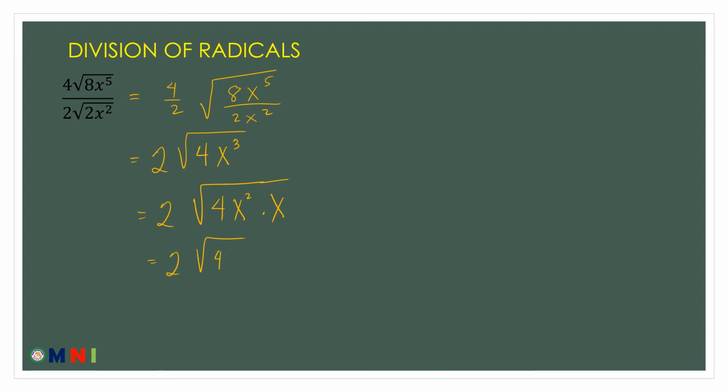Therefore you get 2, then square root of 4x squared times square root of x. And of course we have 2 times this one is 2x times square root of x. Therefore your final answer here is 4x square root of x.